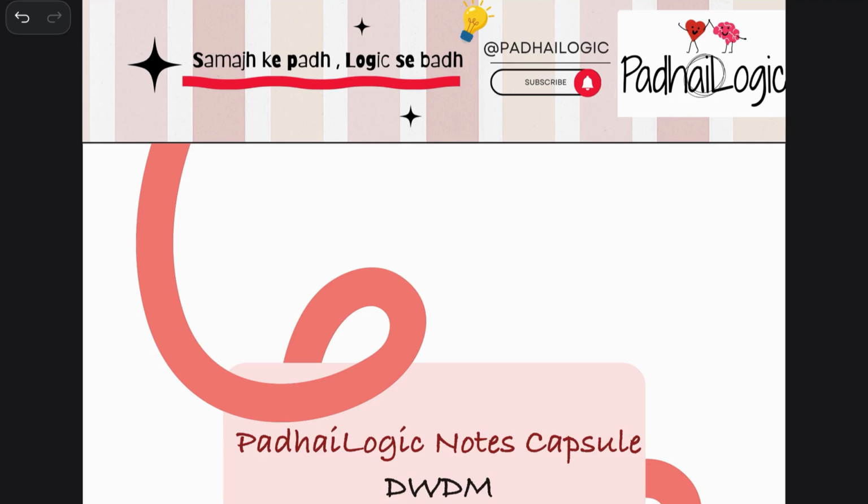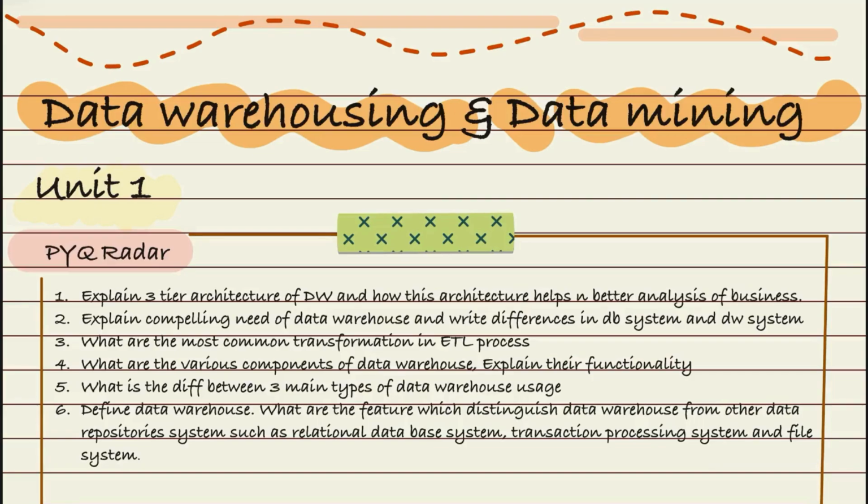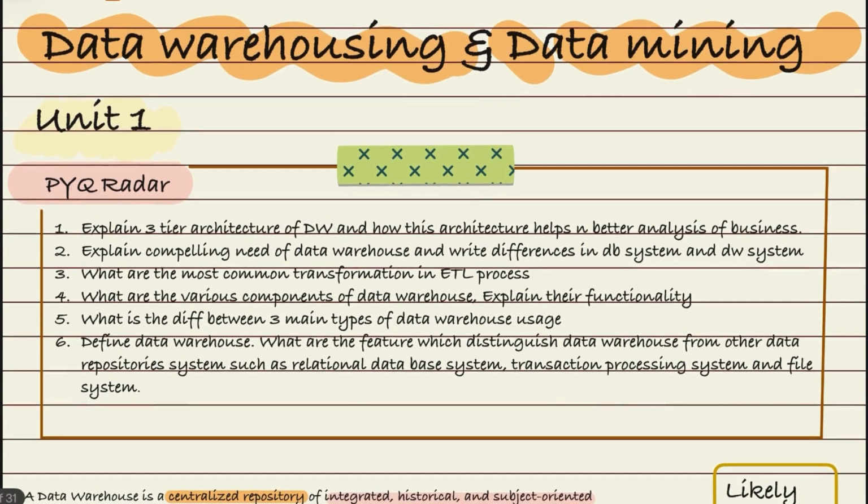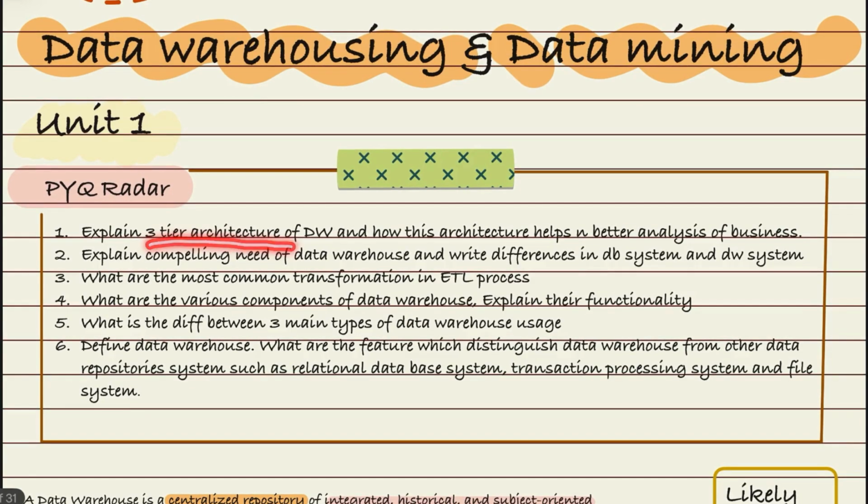Let's get it. So without wasting any time, let's move forward and discuss our PYQ radar for the Unit 1. So you see, Unit 1 is the base of data warehouse where we understand the very basic terminologies and concepts. So the PYQ radar tells us that there is a question about three-tier architecture of data warehouse.